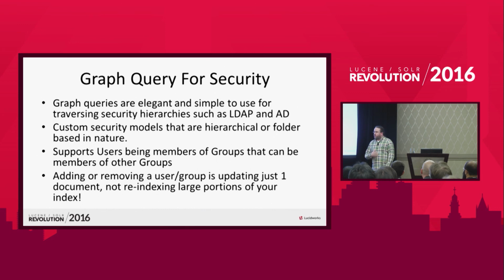And it takes a very long time potentially for that to propagate through the index, leaving you in a very insecure state for a period of time. So I think the mantra is never re-index your data. If you have a user being added to a group, index one document, which represents that change. Don't re-index the rest of your data. That's too painful. And the graph query actually allows for this to happen.